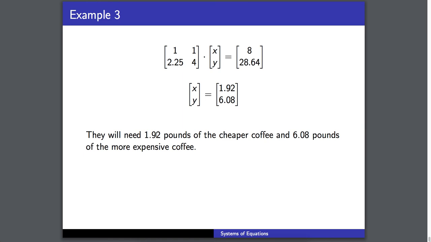If we do 1.92 times 2.25 and then add 6.08 times 4 to that, we will get $28.64. And 1.92 plus 6.08 does equal 8 total pounds.